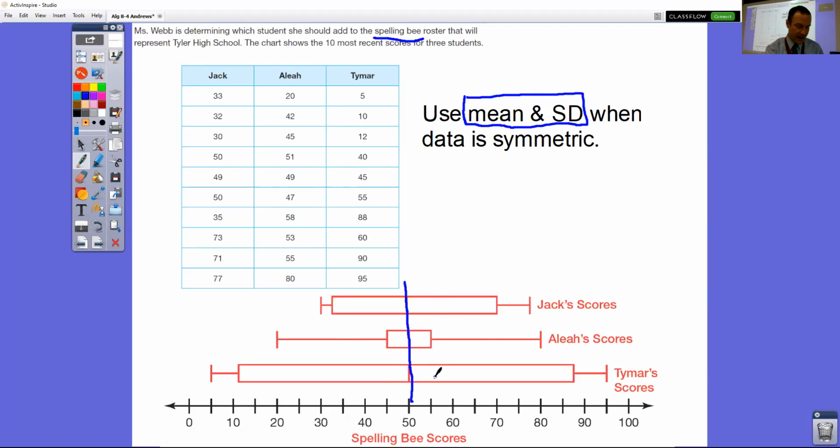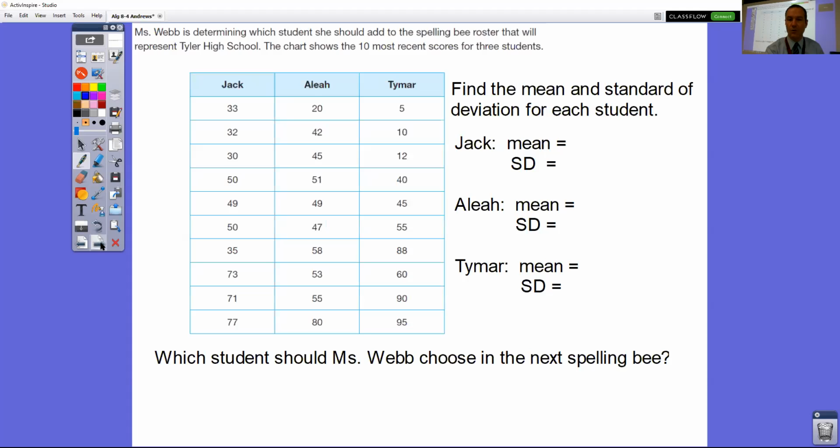So looking at this data, Aaliyah has a very small interquartile range. Jack's is a little bit bigger. Timar's is even bigger. So again, remember, the smaller the interquartile range, the more consistent and more reliable the data. So let's take a look at the mean and the standard deviation for all of these.